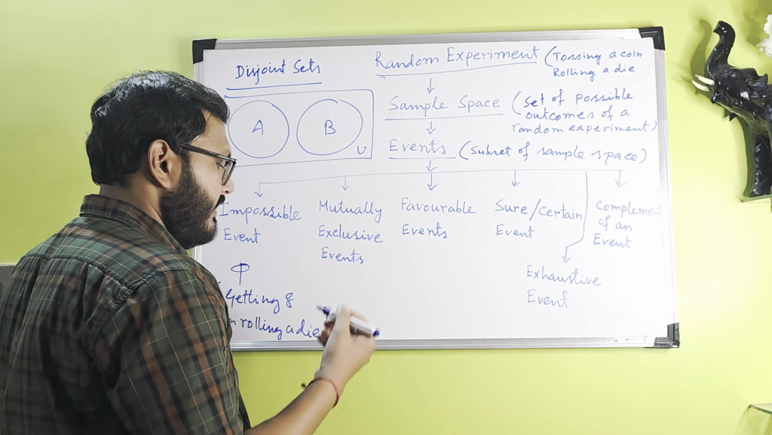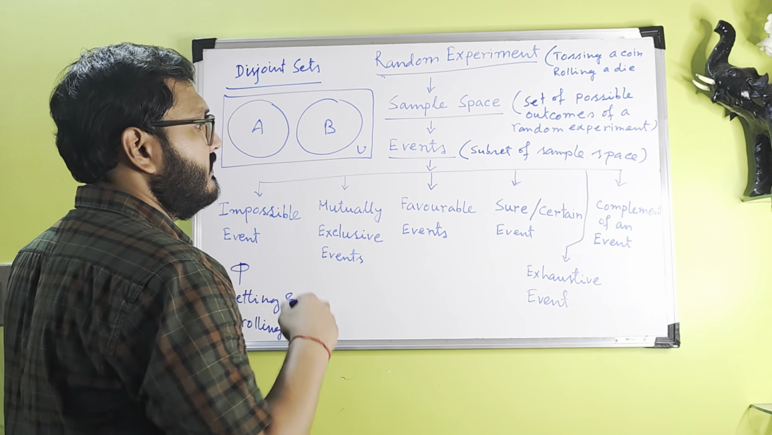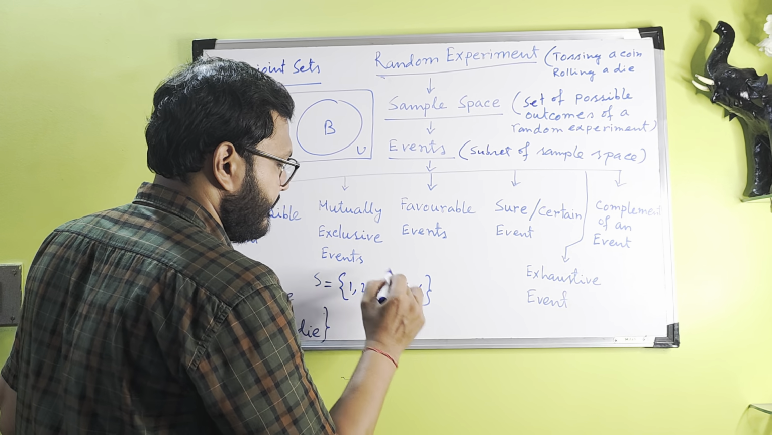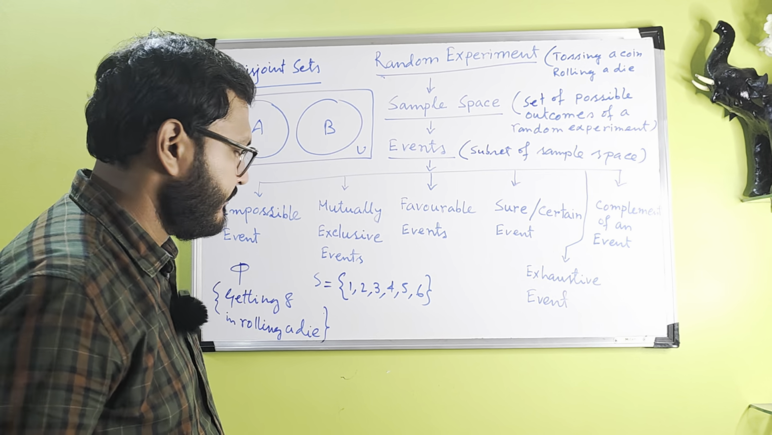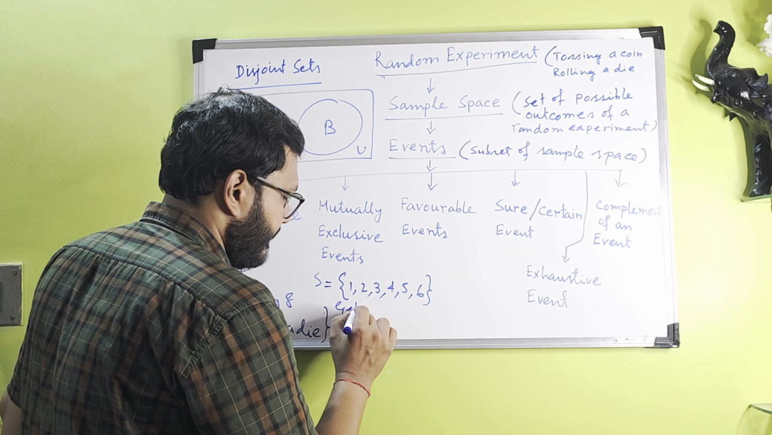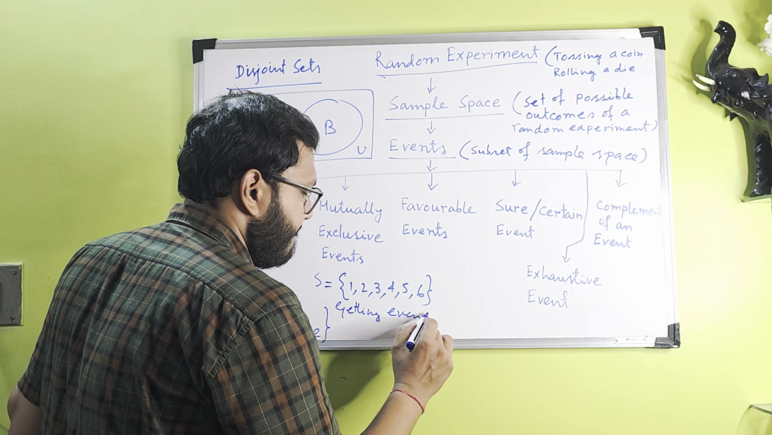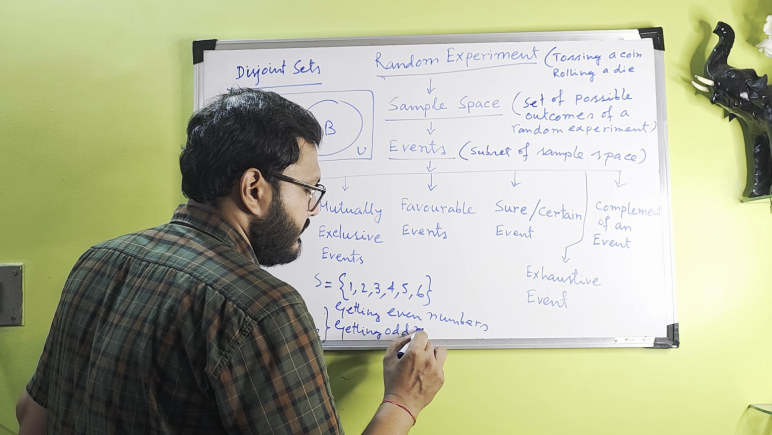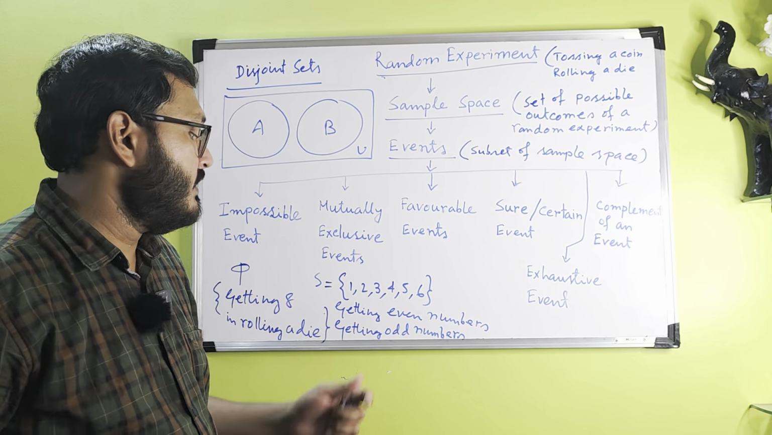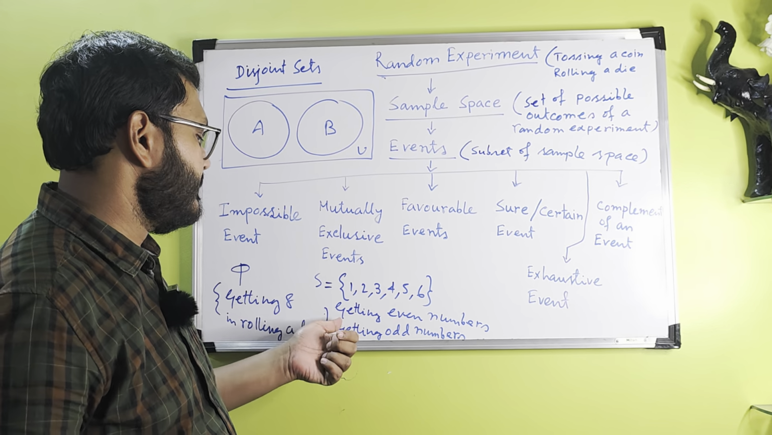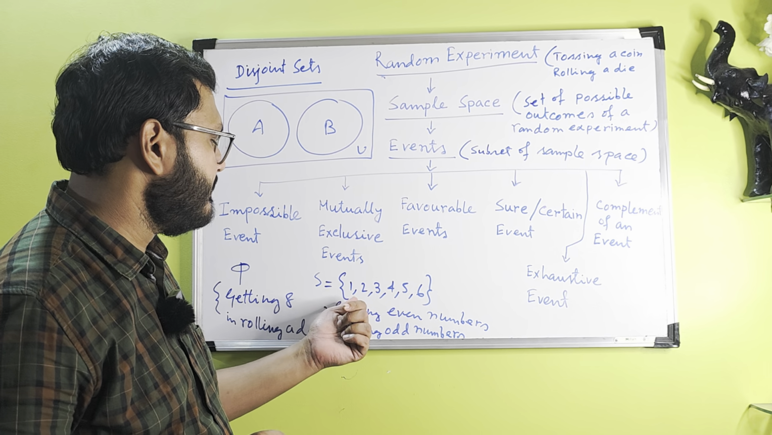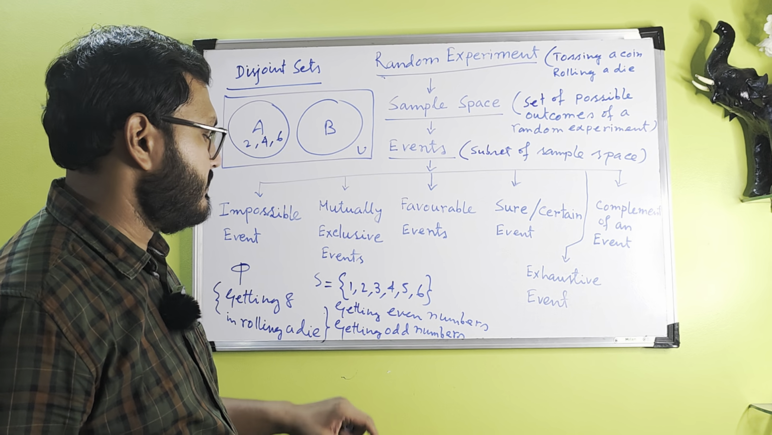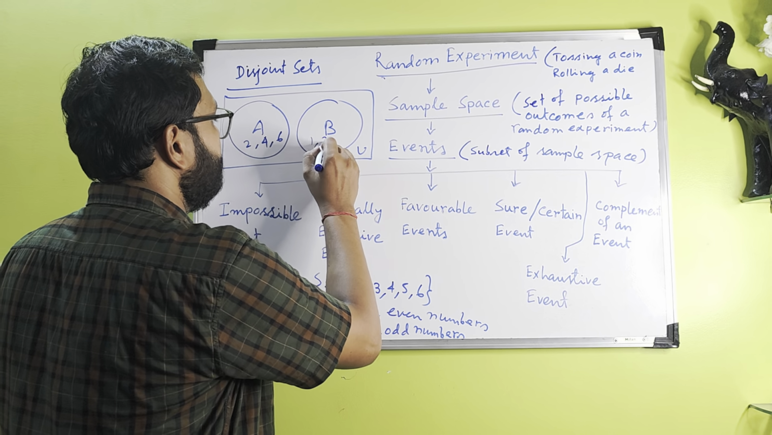Let us take an example. If I roll a dice, what are the possible outcomes? The outcomes are 1, 2, 3, 4, 5, 6. Now I am making two events. One event is getting even numbers, and another is getting odd numbers. Let set A define getting even numbers. Which are even numbers here? 2, 4, 6. And getting odd numbers, which are odd? 1, 3, 5.